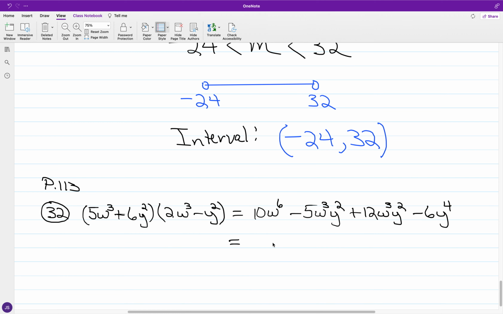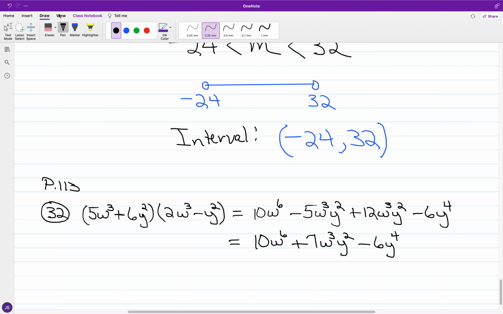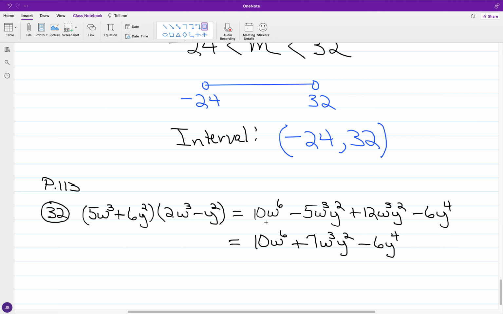And again, combining the terms. Now the first is the only w to the sixth term. The middle two terms can be joined, since they have not only w and y but also identical degrees in w and y. So I can add these together: negative 5 plus 12 makes a positive 7. So I have 7w to the third, y to the second, and the last term is the standalone y to the fourth expression. And so the product comes out to that particular trinomial.